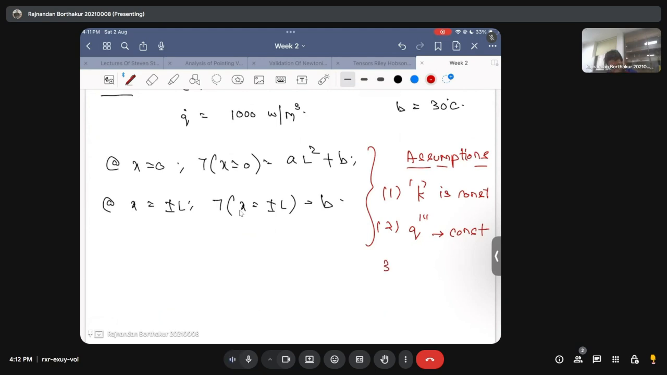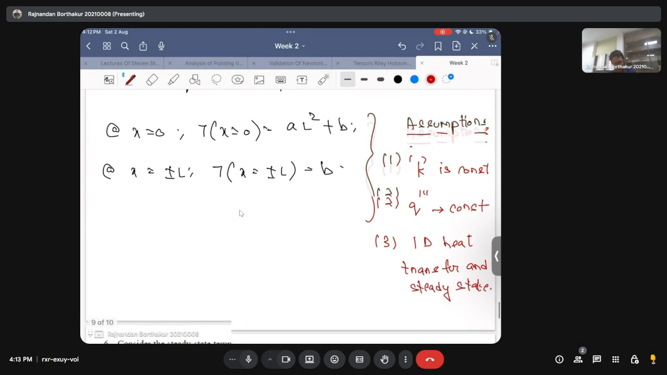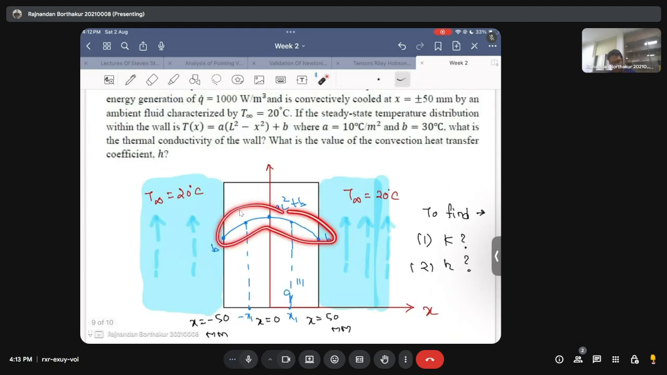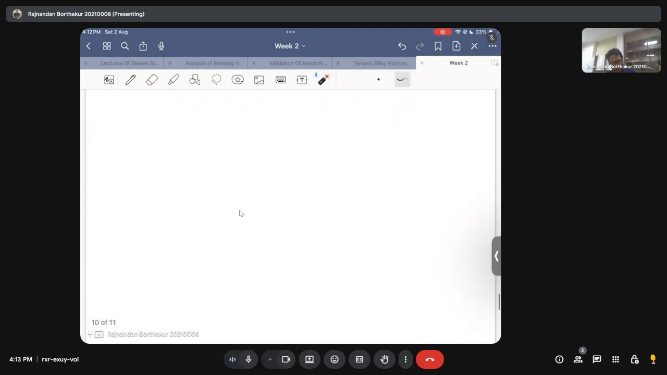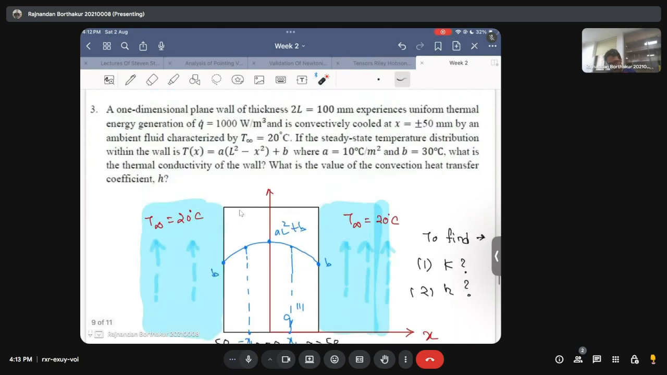And of course we are in 1D heat transfer analysis, 1D heat transfer and steady state. Under this scenario, you can get these specific features of the temperature profile that we just now saw. I hope this is clear. So these are the preliminary things that we can infer just by taking a close look at the temperature profile.